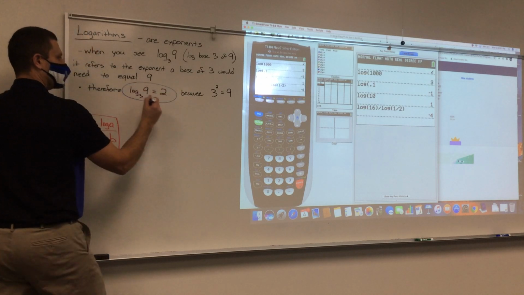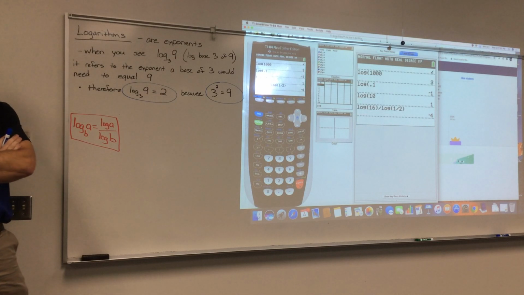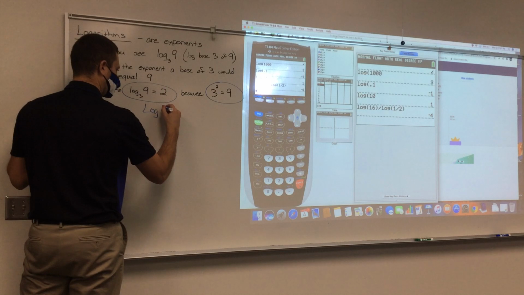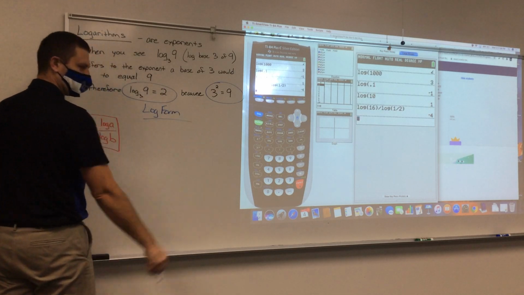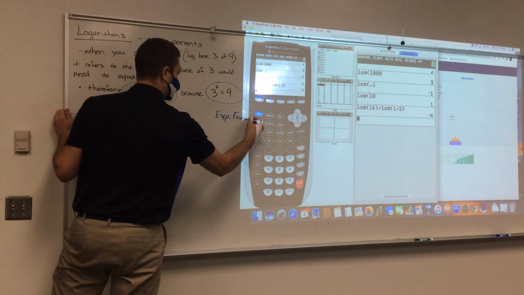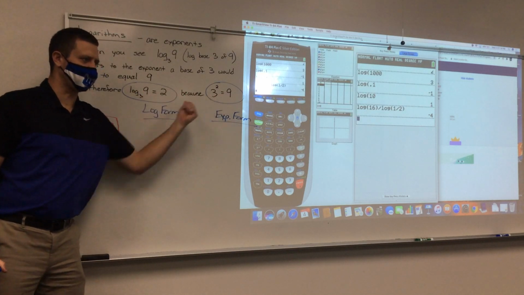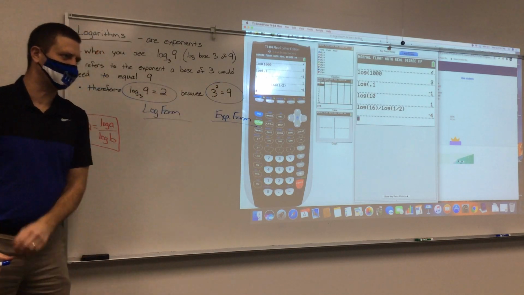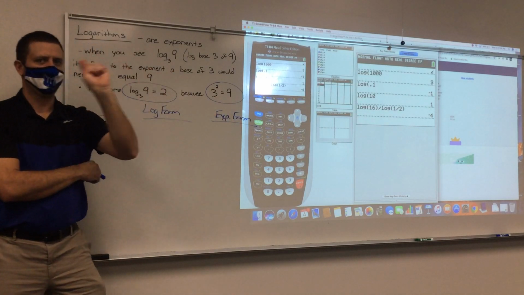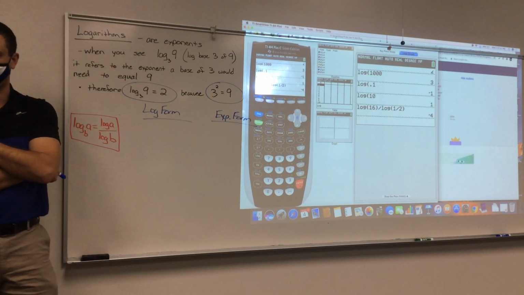This equation right here and this equation right here are the exact same thing. They say the exact same thing. One of them is called logarithmic form. I'll just call it log form for short. And the other one is called exponential form. But they are the exact same equation. They say the same thing. One's in logarithmic form, one's in exponential form. You need to be able to change back and forth from one form to the other. And I'll show you why after I do a couple of examples.